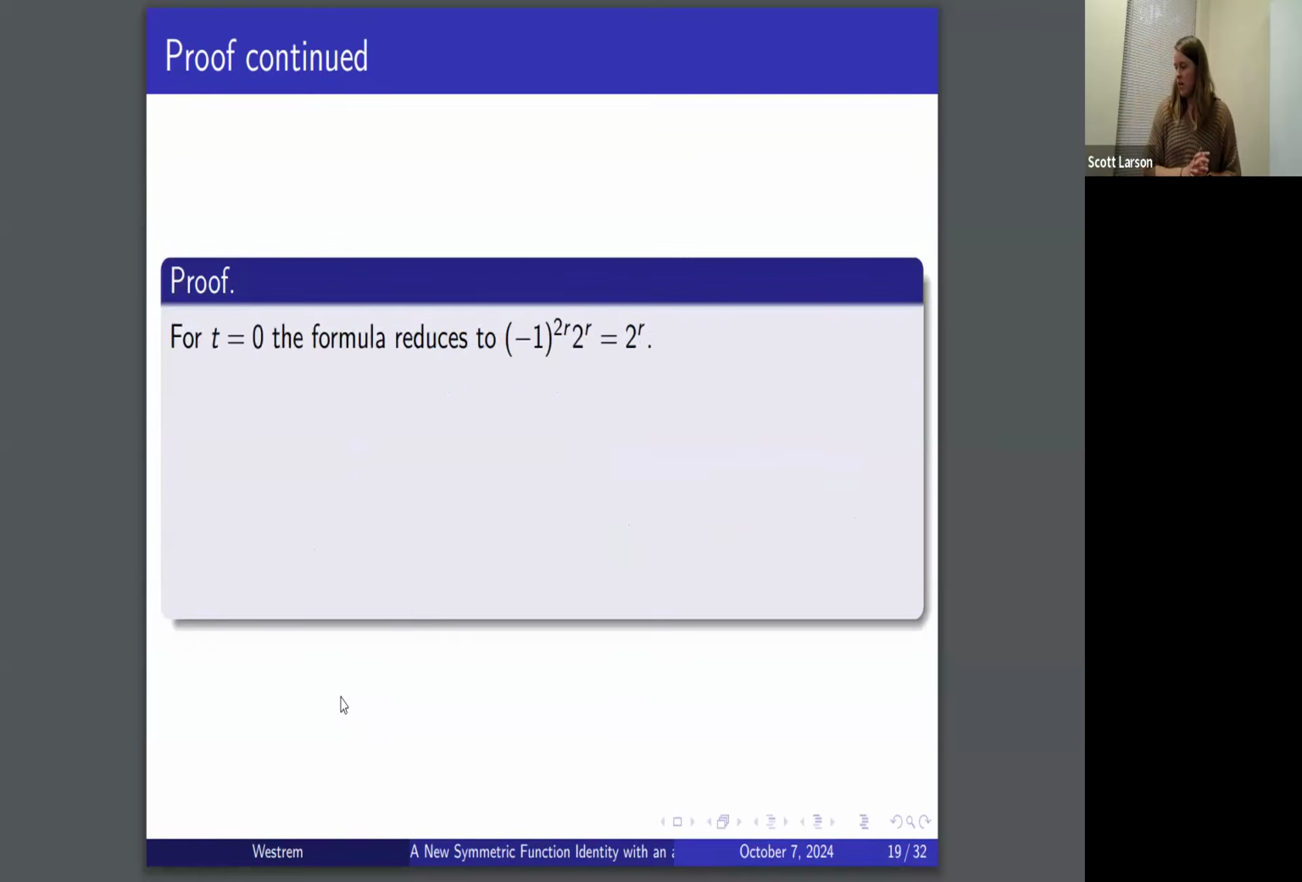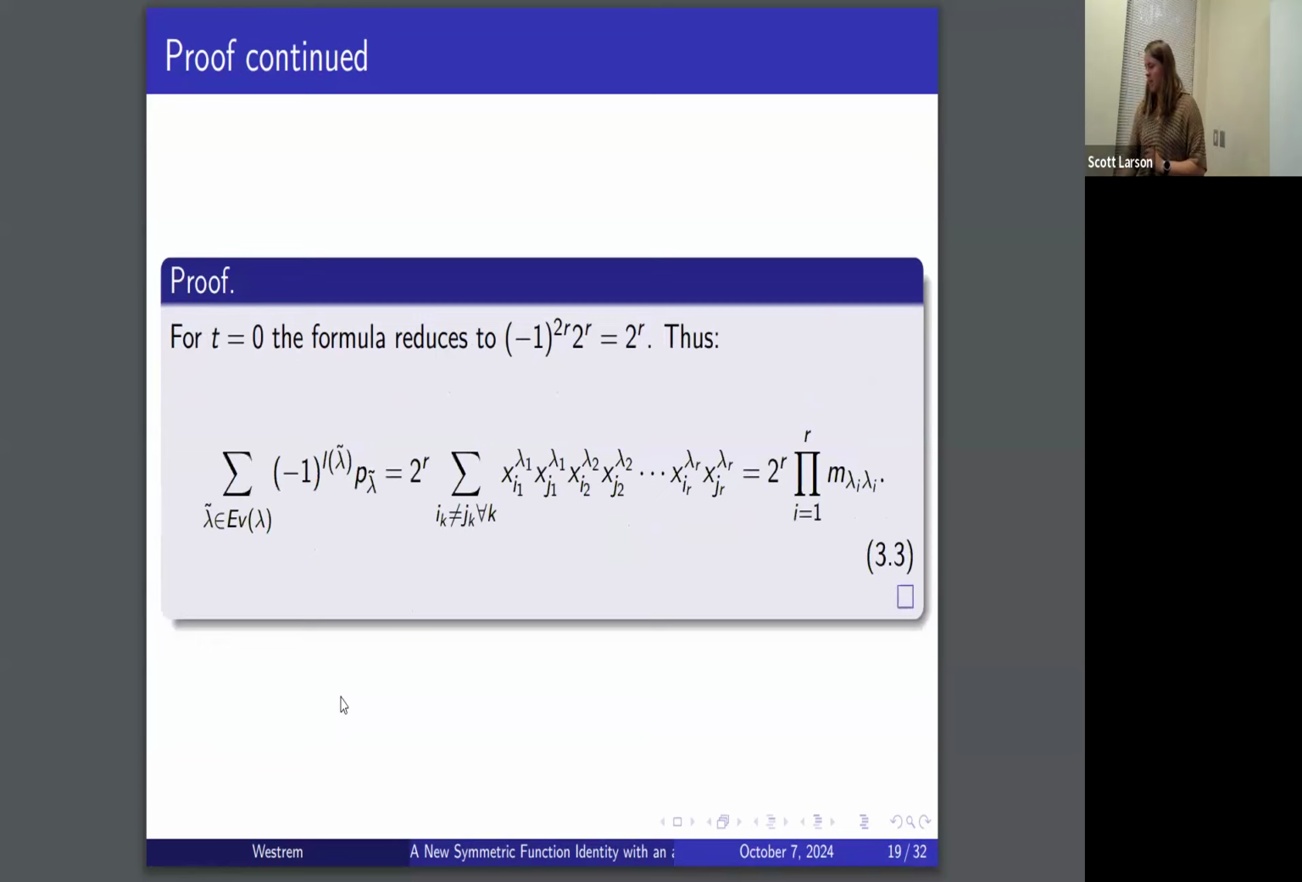And the nice part is if t is equal to 0, then we have 2 to the r for that simplification happening. So if t is 0, it simplifies down to 2 to the r. So again, the only one that's left is that t equals 0 case. We have that one monomial that's expanded completely that didn't get canceled out. And it's equal to the product of this m sub lambda i there.